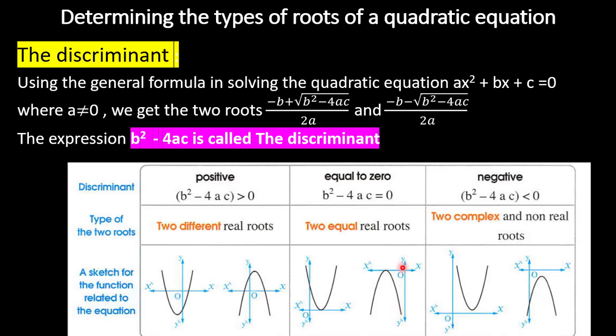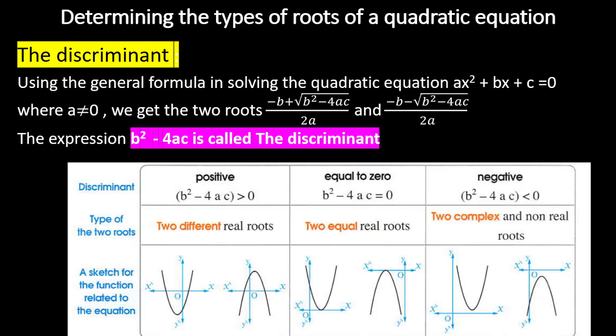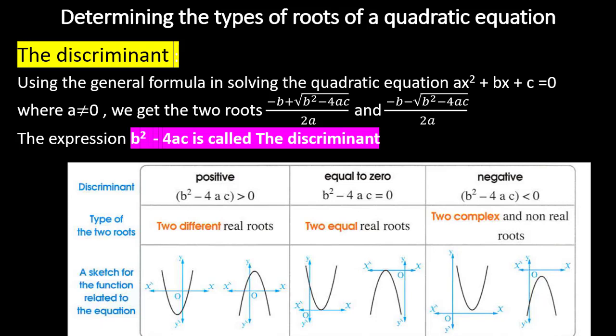Okay, today we will define the discriminant. What do we mean by the discriminant? The discriminant is b power 2 minus 4ac, which we studied before. If the discriminant is positive, or greater than 0, in this case we have two different real roots. We say that we have two different real roots because the curve intersects the x-axis in 2 points.